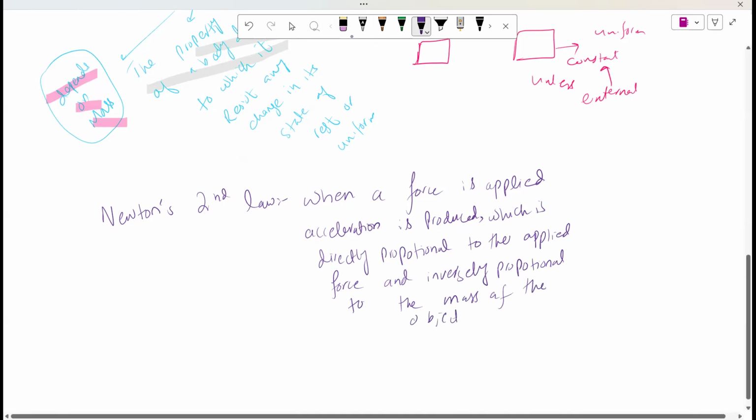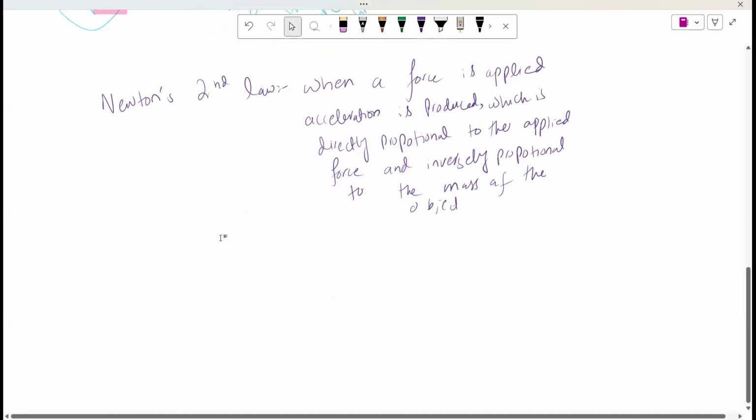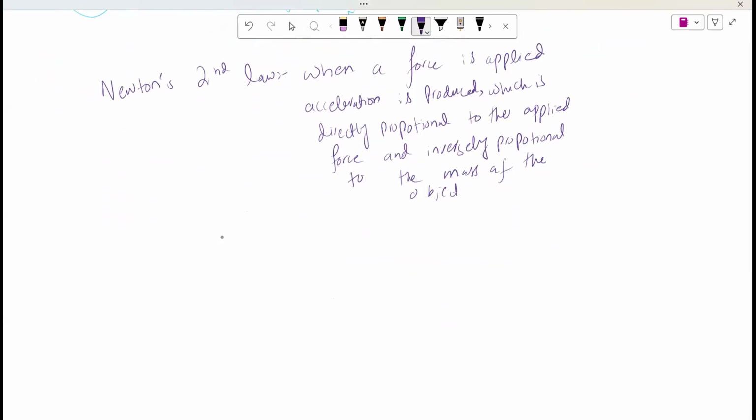Are you guys familiar with the meaning of directly proportional and inversely proportional? Inversely proportional means when one thing is more, the other thing is less. Directly proportional means if one increases, the other increases. If one decreases and the other increases, that means inversely proportional. So acceleration is directly proportional to the applied force, and inversely proportional to the mass of the object.